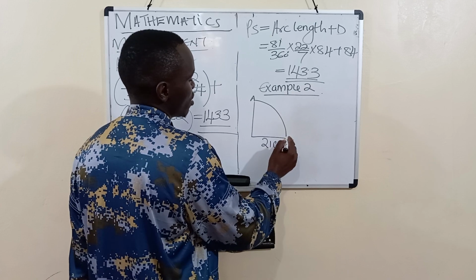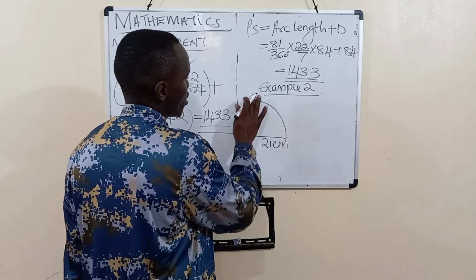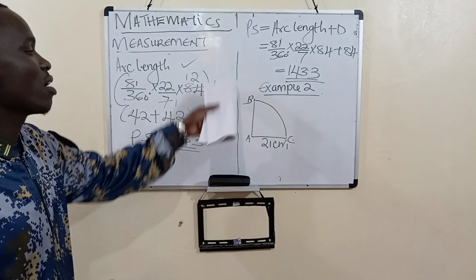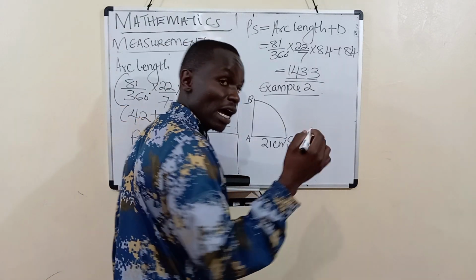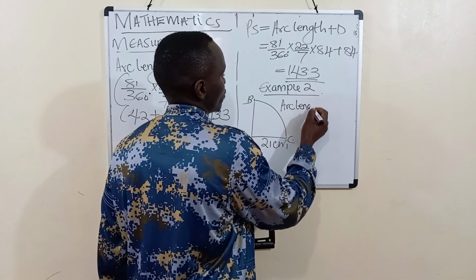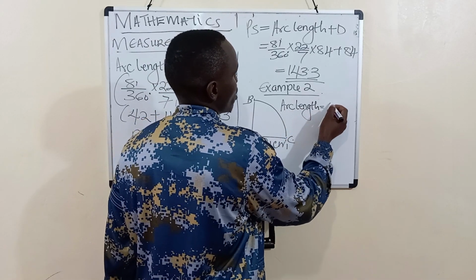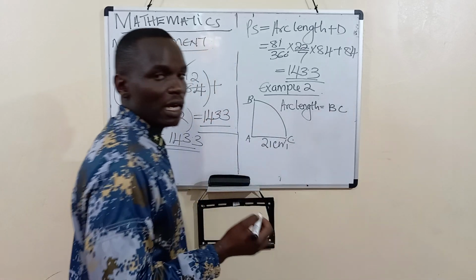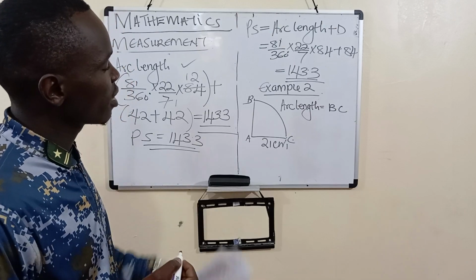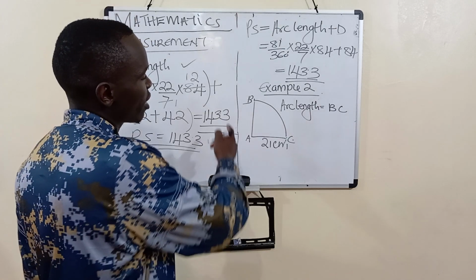Or let me use it this way. Let me start from A. Let this one be B and this one be C. So you're going to have A, B, C. Arc length is given by length BC. And how do we get the length of the BC?